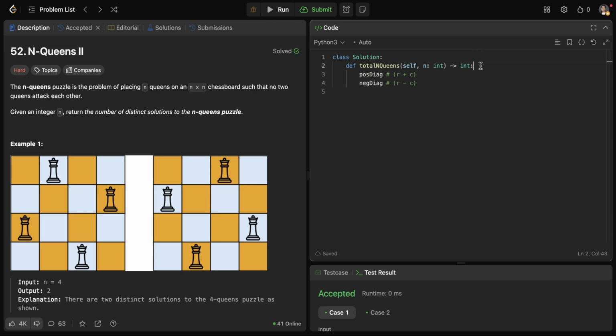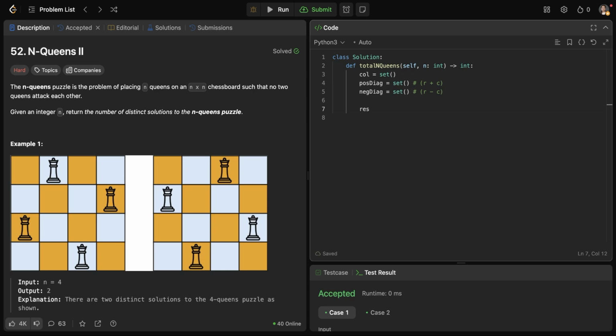So let's start coding this question. I will first initialize my column set where I will track all the columns which have been visited. Then I will also initialize my positive diagonal set where I will track r plus c values, that is, any of the positive diagonals which have been used before, where any one of the queens has been placed before in that diagonal. And I'll initialize my negative diagonal set for r minus c values for tracking the same.